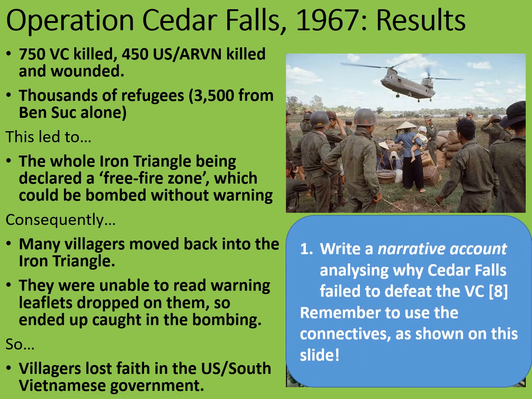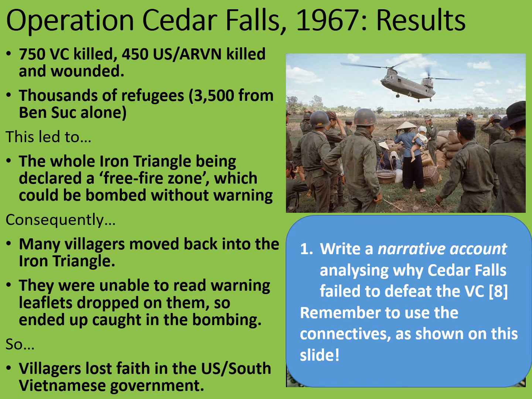Write a narrative account analysing why Cedar Falls failed to defeat the VC. 8 marks. Remember to use the connectives as shown on this slide. Now this is a task that in the Edexcel GCSE exam will be found especially in paper 2. My students would be studying the American West. However, it's quite a useful activity for seeing how cause and effect can happen in the Vietnam War as well. So this bit of exam practice will be good for consolidating your knowledge on the Vietnam War, even though you won't be asked a question exactly like this in the exam.